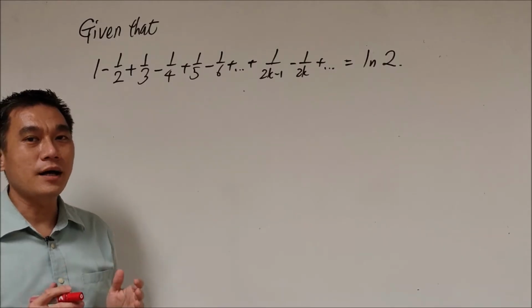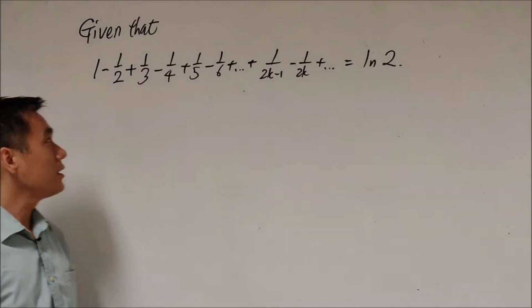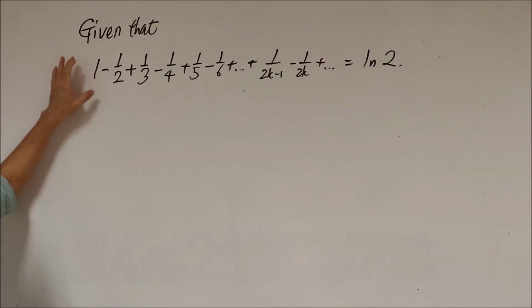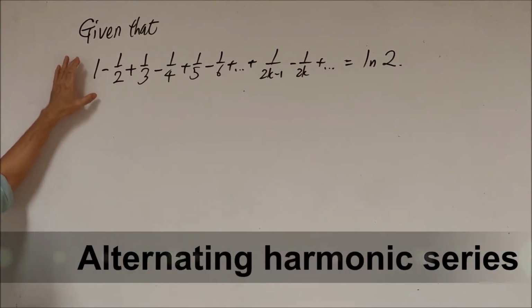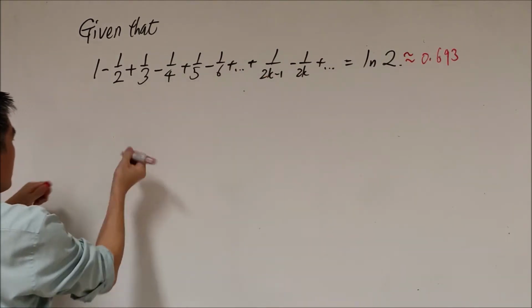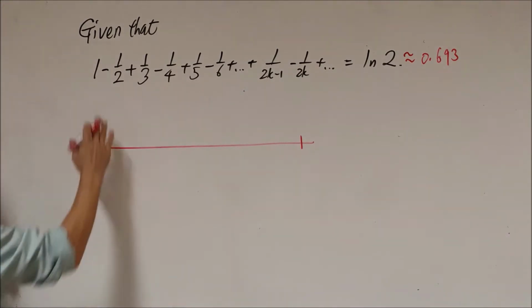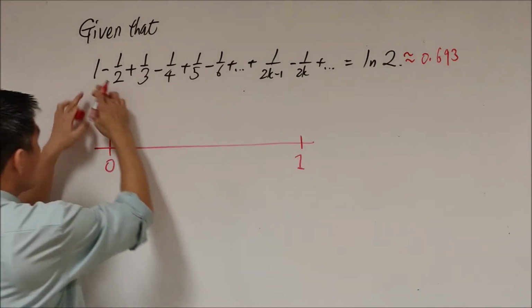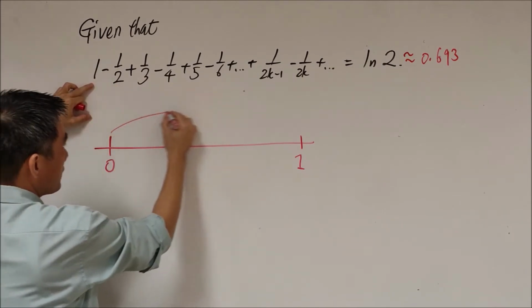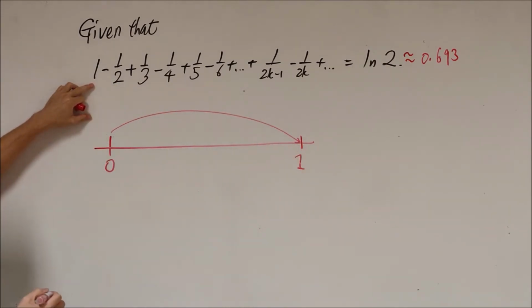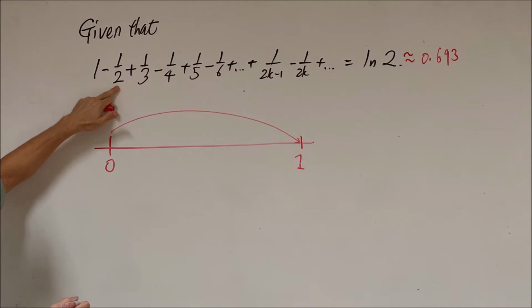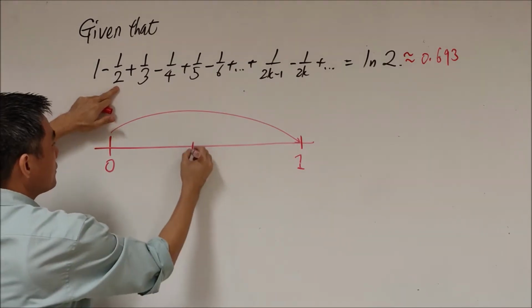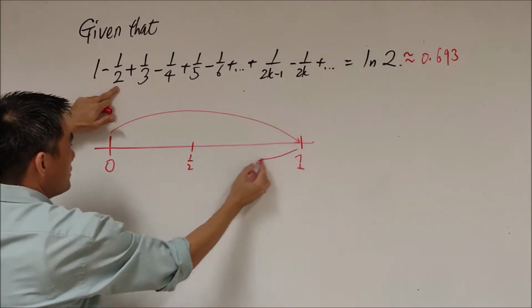Before we discuss the answer for today's question, let us look at the series. This is the so-called alternating harmonic series. If we look at this, it actually makes sense because we start from 1. So for the first term, we get the value 1. And for the second term, we subtract half of it, so we get this term.